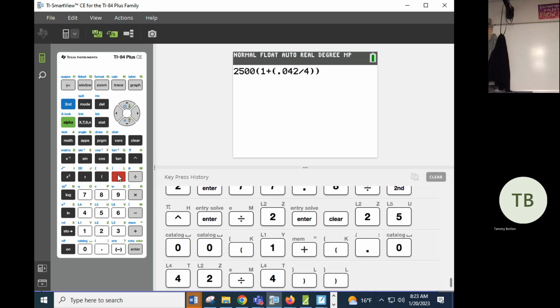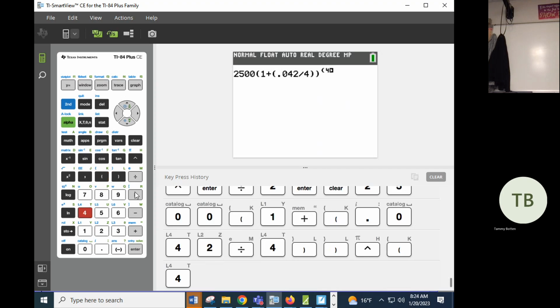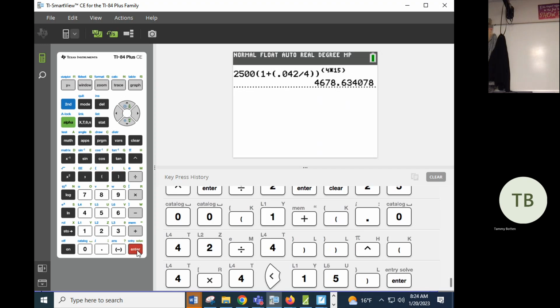Now I can use my up arrow and take it to that power. So I'm going to go up arrow. Now this one's a CE version of the TI calculator, and so is your MacBook. So you should not need parentheses here, but if you have an older version, then you do. So I'll do it with parentheses just for those of you that have to. So you would just go parentheses 4 times 15 parentheses. Okay. And then hit enter.